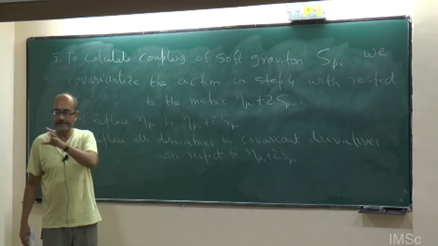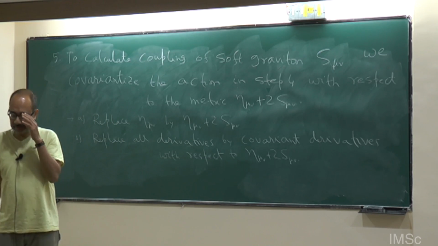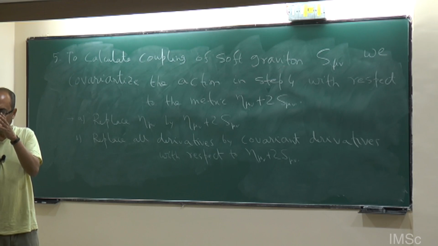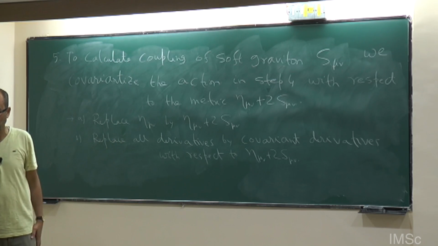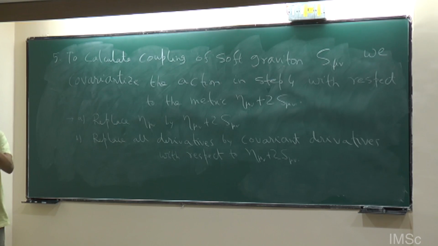Normally when you expand the Einstein action, you take g mu nu as eta mu nu plus 2 kappa h mu nu, right, in the standard normalization. So that's the factor of 2. Kappa I am setting equal to 1.